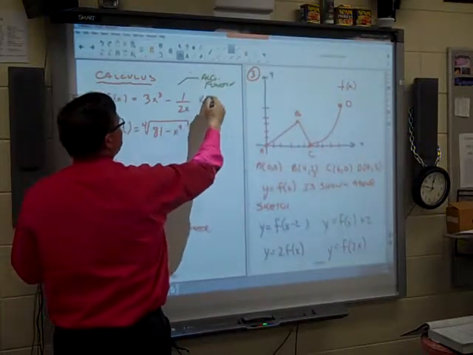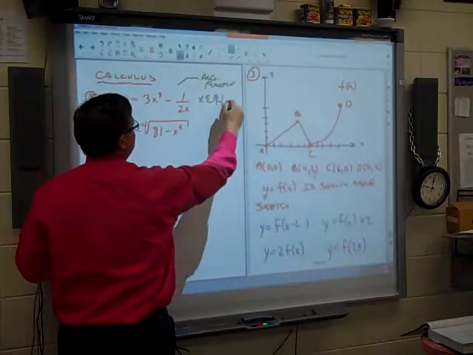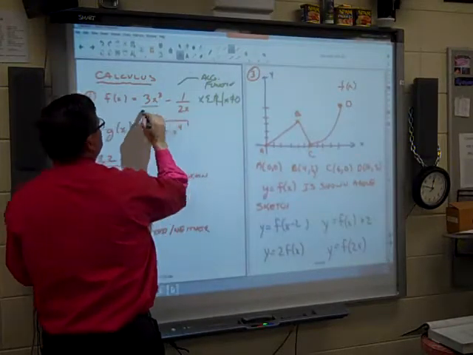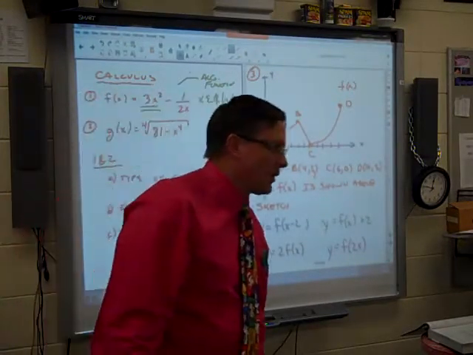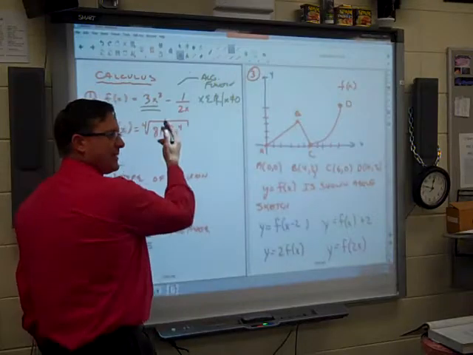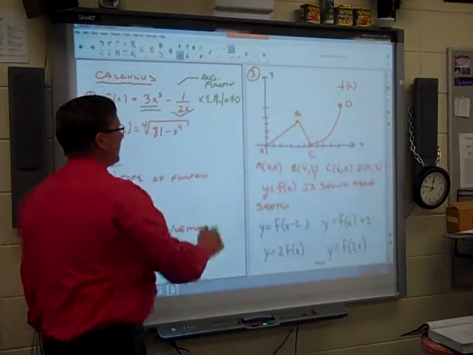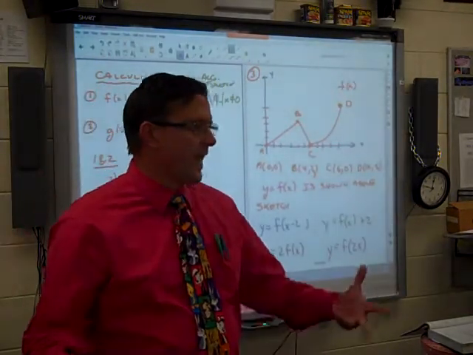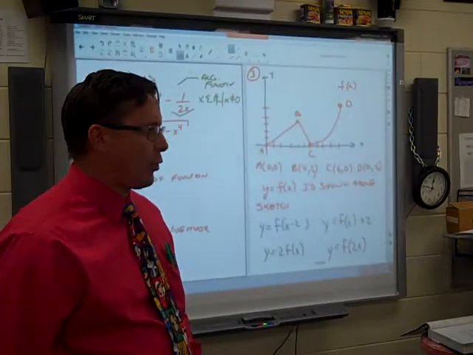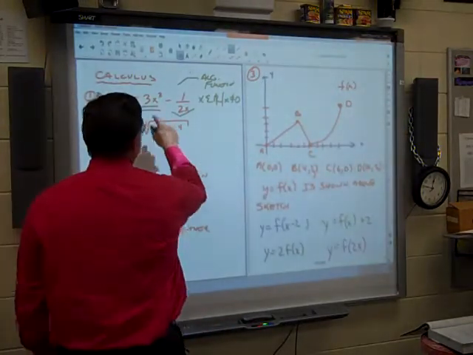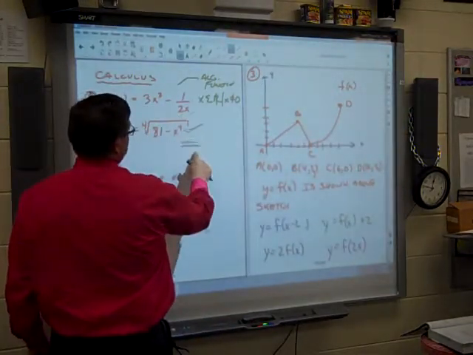Guys, the domain is easy. It's all reals except x cannot be 0 because the polynomial has a domain of all reals. So there's no limiting factor in that. And the only limiting factor, one for the rational, is the undefined portion, which is 0. So there's the domain. Now the hard part.